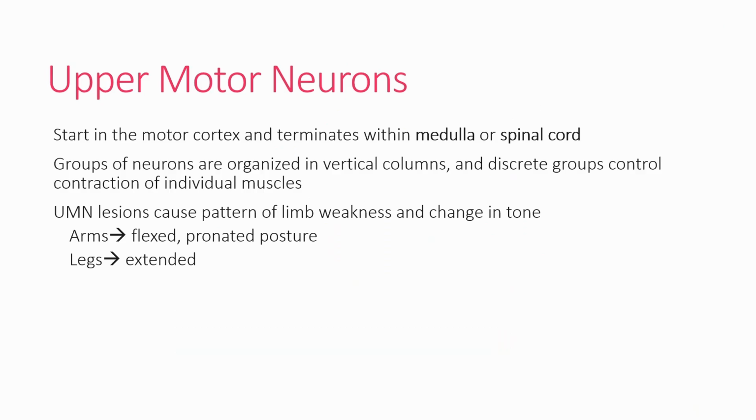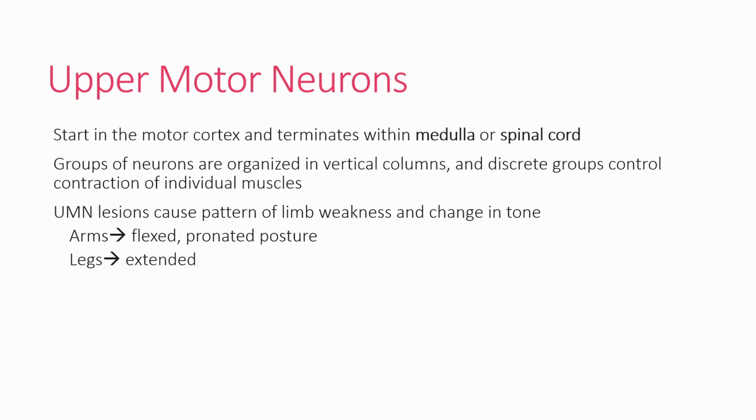Upper motor neurons. This is the electrical going from the breaker box to the outlet itself. So this is the motor cortex, which starts up there and terminates at the medulla or the spinal cord, depending on which level you're talking about. Groups of neurons are organized in vertical columns. They're like little Ethernet cables. They have a bunch of different wires inside, and as they go to different levels, they pop off and go to the muscles they have to innervate and work themselves down.